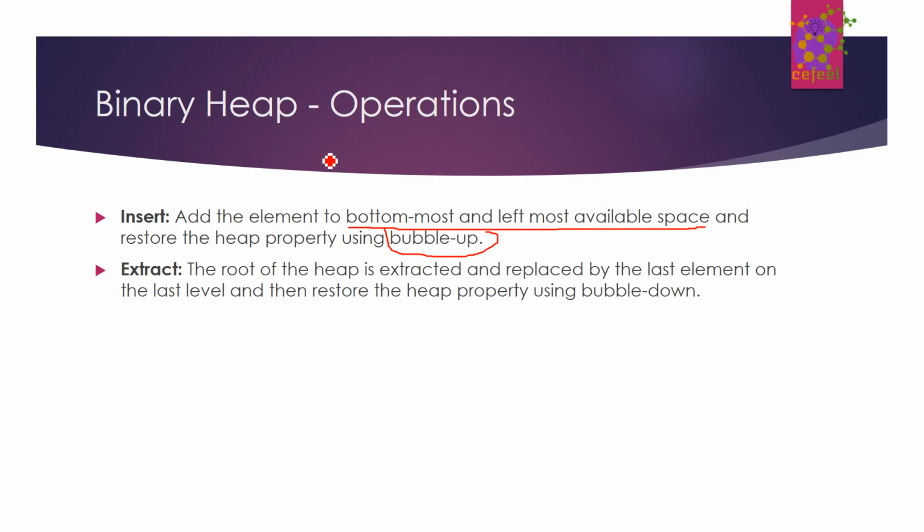Next is extract. Extract means extracting or removing the root element of the heap. In this case, we just remove the root element, and to restore the heap property, we replace it with the last element on the last level, and then we restore the heap property using a process called bubble down, which we will also see shortly. So extraction done, insertion done.